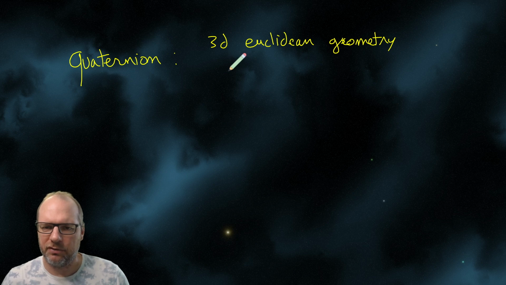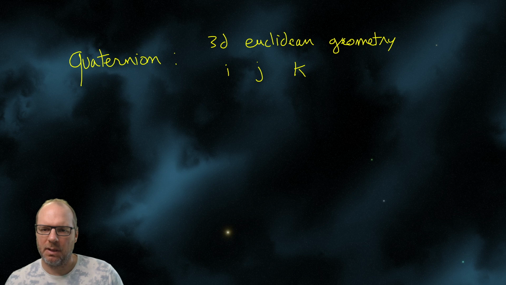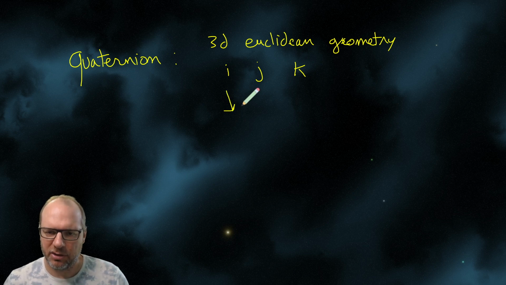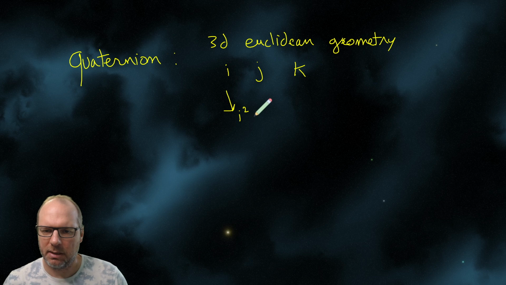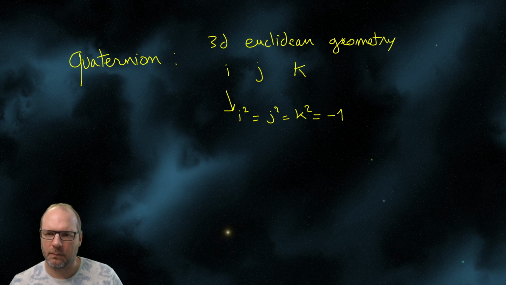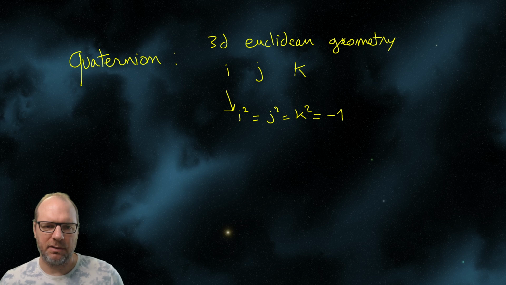And we introduce 3 symbols, I, J, and K, with a special rule for each: I squared equals J squared equals K squared equals -1. This is the number system called quaternions, and it's useful to perform rotation in 3D in a graphic engine, for example, for a video game.